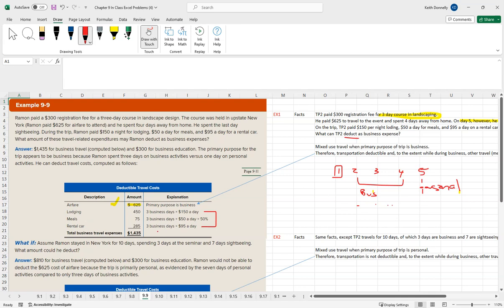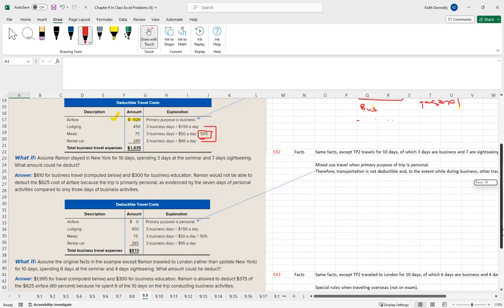the lodging, the meals, the rental. Do be aware with the meals, right? People screw this up a lot of times. They forget the 50% for the meals. But that's the idea. You would take the air, the lodging, the meals, the rental, add them together, $1,435. This one, primary purpose is business, right? Mixed use, primary purpose is business.